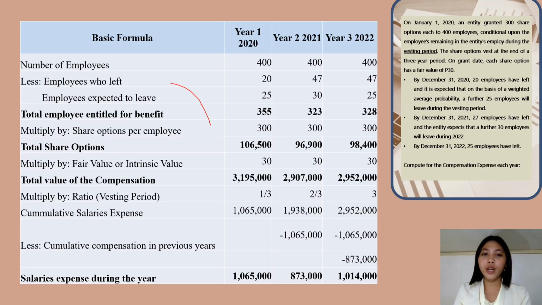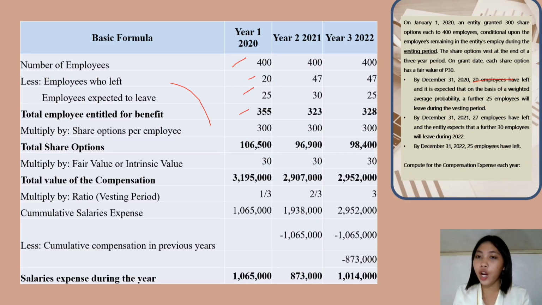So this is the formula we will use to get the salaries expense during the 3-year vesting period. Year 1, 2020. We have 400 employees. By December 31, 2020, 20 employees have left, so less 20 employees. Plus furthermore, 25 more employees are expected to leave, so we also subtract those. So we now have 355 employees entitled for benefit.